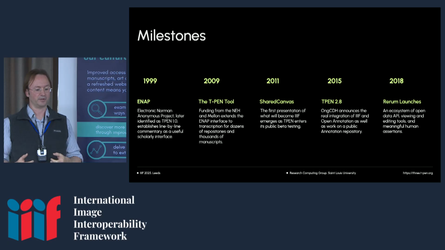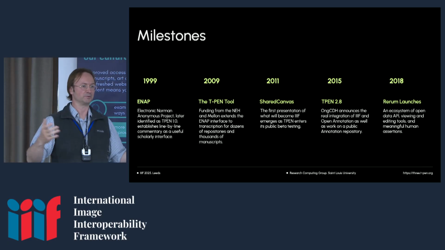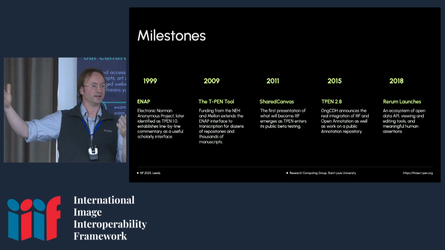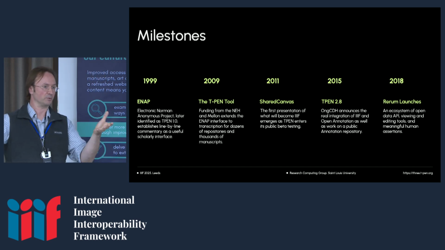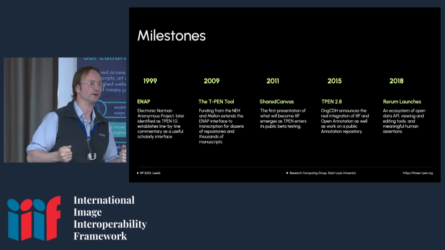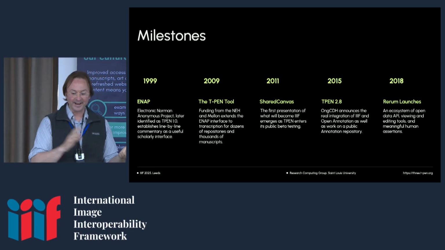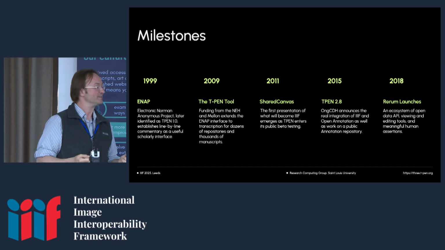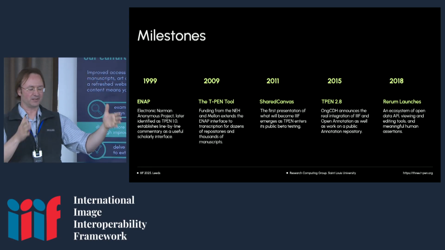And all along the same time we were developing, we were also working with the groups that would eventually become IIIF. And in 2011, Shared Canvas was first proposed. That worked its way into the IIIF standard, became sort of the presentation API. If you go look it up on, I don't know, the Wayback Machine or wherever it is now. And then TPEN 2.8 in 2015 was when we really took the stuff that we'd been doing.